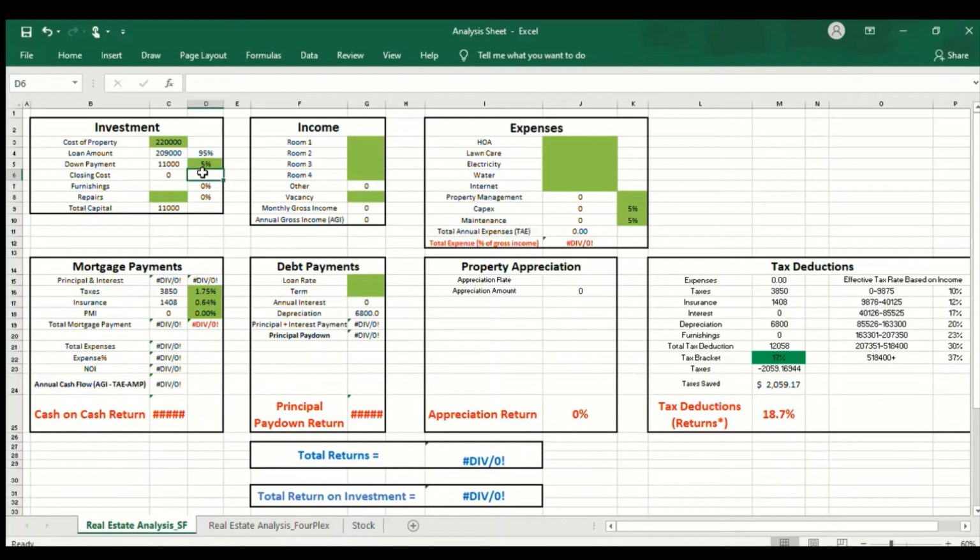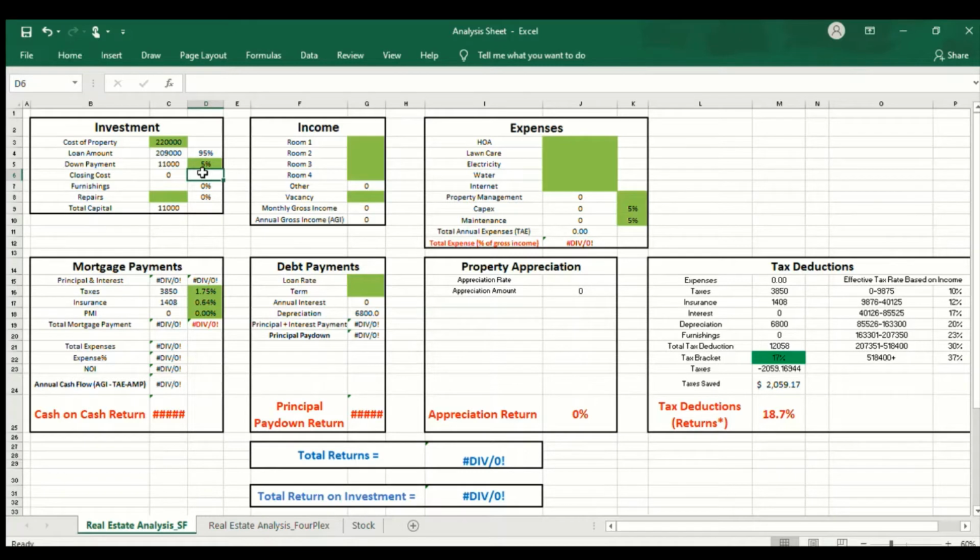There are also going to be closing costs attached to this property. Anytime you buy a property, whether it's an investment property or a personal residential property, you're always going to pay closing costs. Closing costs typically range anywhere from 2 to 3% and cover things like attorney fees, title insurance, inspection fees, and a whole lot of other costs.